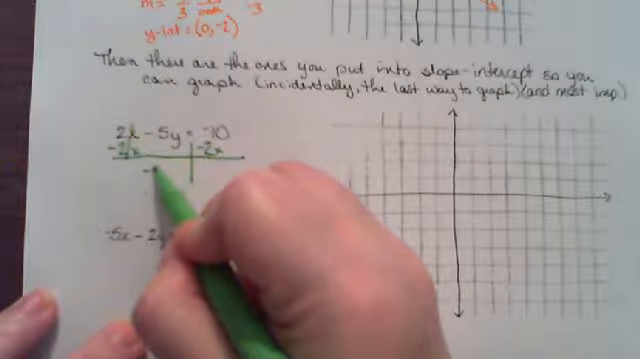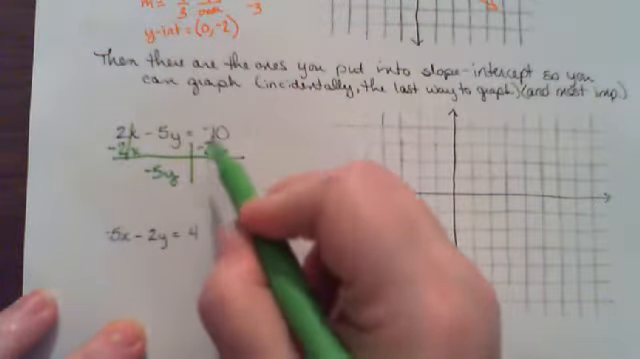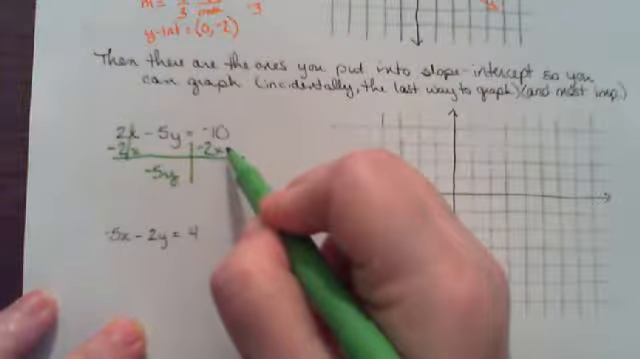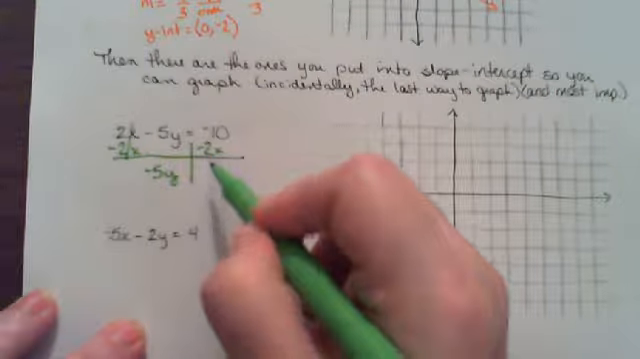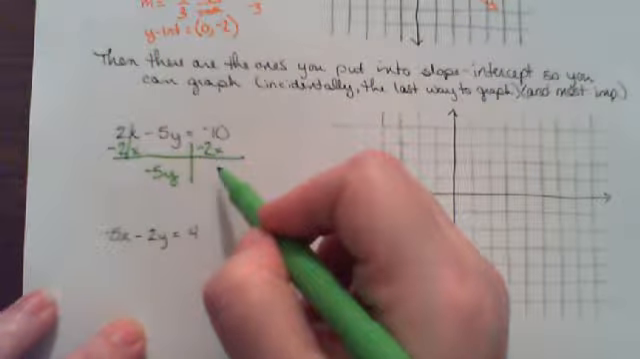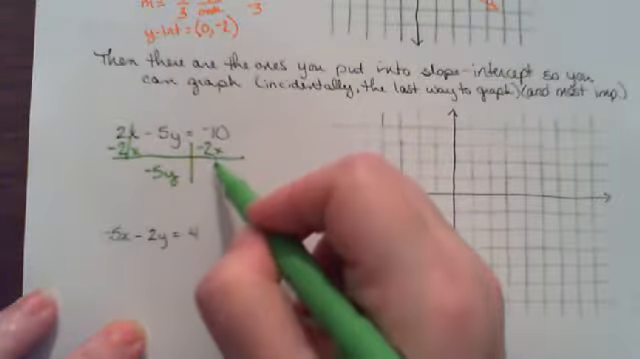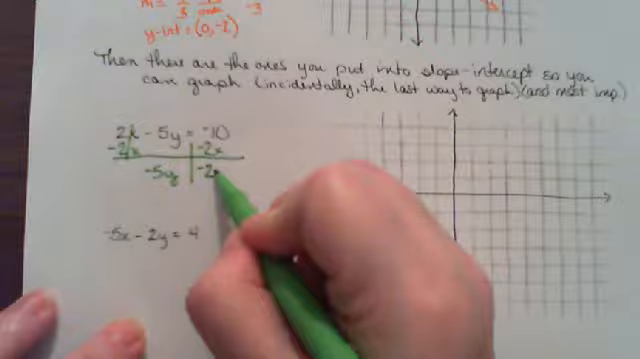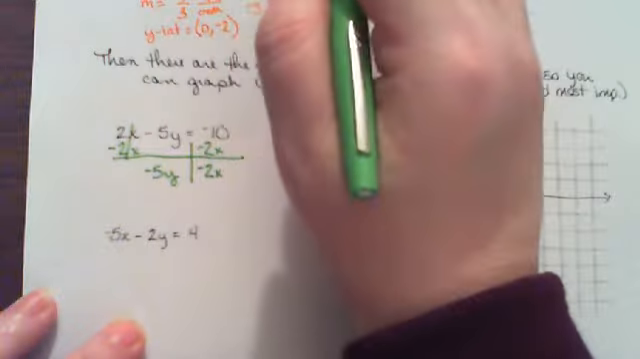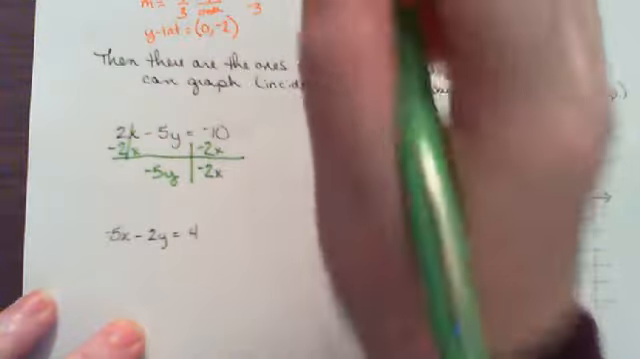When I do that, I get negative 5y over here, and then on this side, do I write my 10 first or my 2x? I can't put them together because they're not like terms. Which one do I have to write first? Well, I need to write the 2x first, because that's the form, y equals some kind of x plus a number.